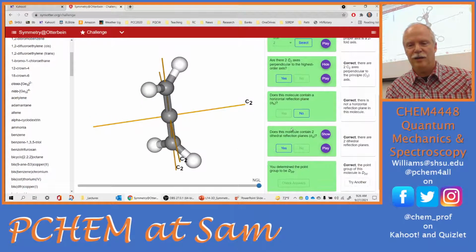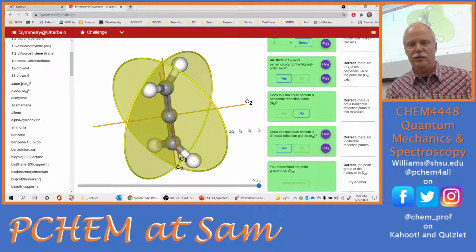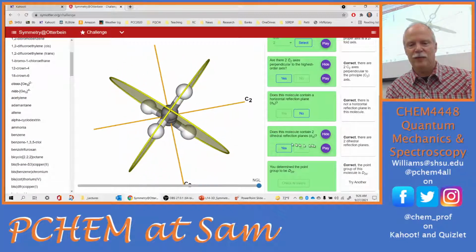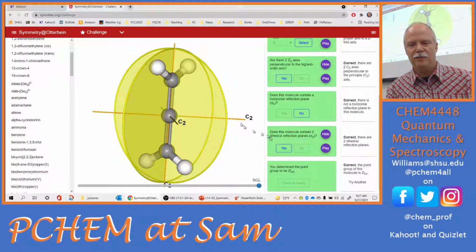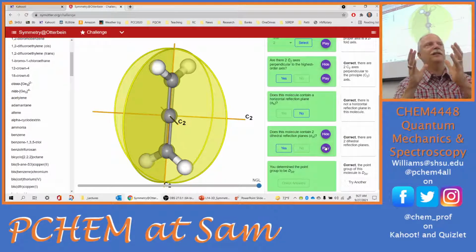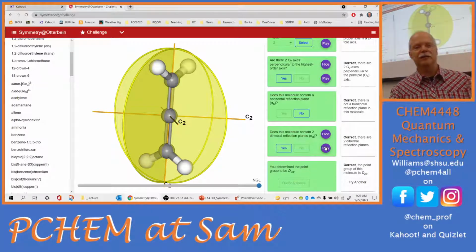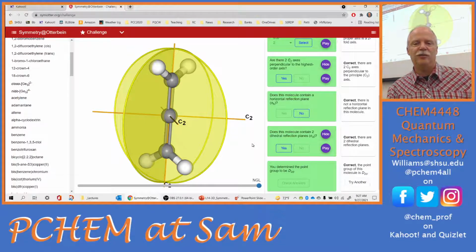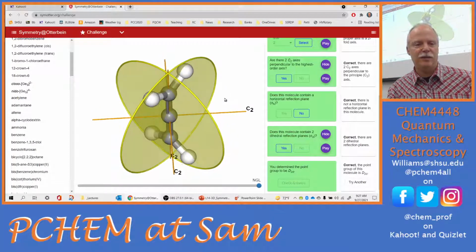And then we come down here. We can show the dihedral reflection planes, and we can play those. That's the top reflection, and that's the bottom reflection. Okay, so if we look at it from the side, the carbons don't move because they're on the axis. They're reflecting too, but they're on the axis. So that's a D2D molecule, allene. Classic example of a D2D.